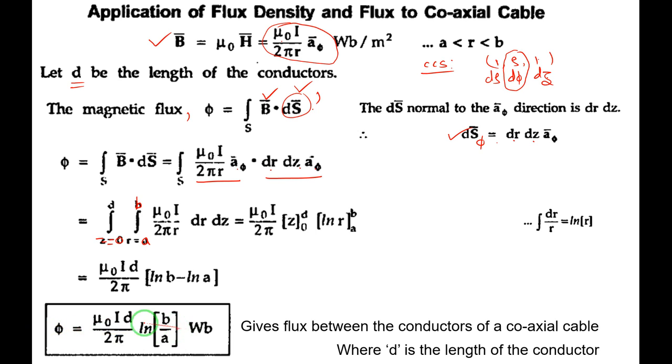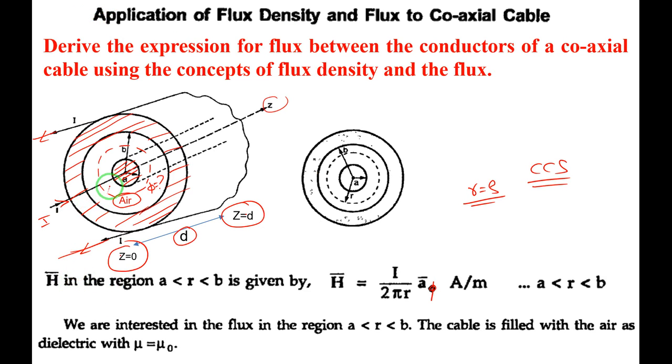So this gives the flux between the conductors of a coaxial cable. That is, phi is equal to mu naught I d divided by 2 pi into ln of b by a. Here a and b are the radii of the inner and outer conductors. d is the length of the coaxial cable. I is the current flowing through the inner conductor, and it will be exactly opposite in the outer conductor, right? Mu naught, you know, is 4 pi into 10 power minus 7 Henry per meter. This is the simple derivation to find the flux that exists between the inner conductor and outer conductor.